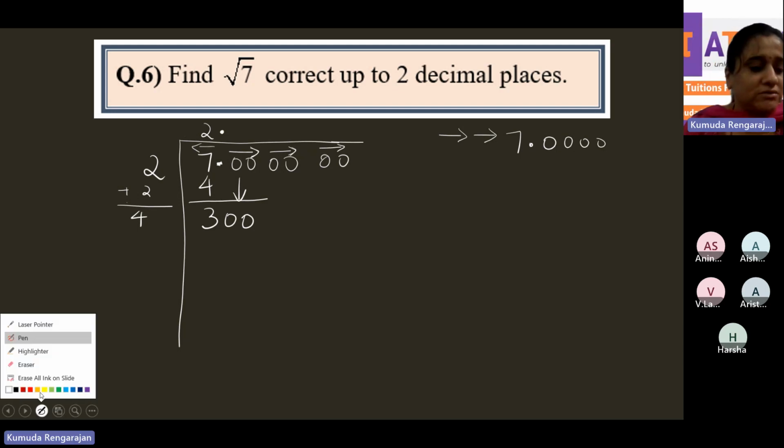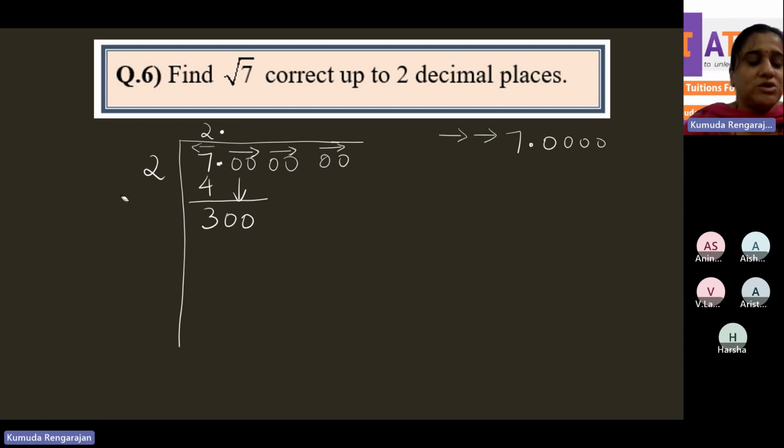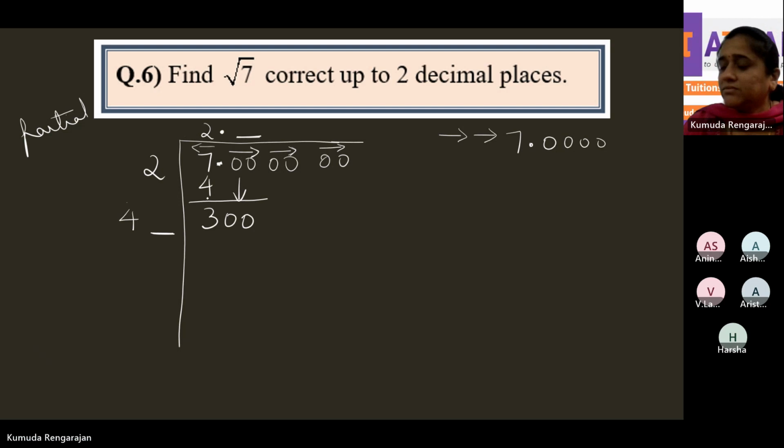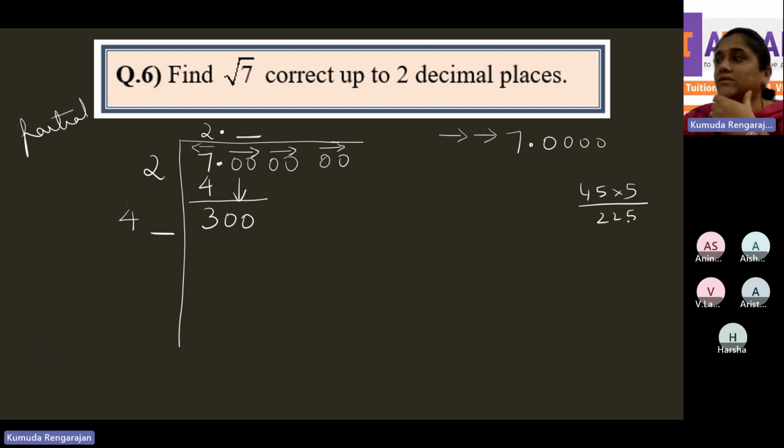Okay, so double the quotient. That's how I put it, double the quotient. It's a partial quotient, not the quotient completely. But I won't say partial quotient every time, so quotient, okay? Double it, so 4. Whatever digit you place here, you're going to place the same digit here. So now this is 300. Find out the digit. 5? Okay, 45 into 5, 225.